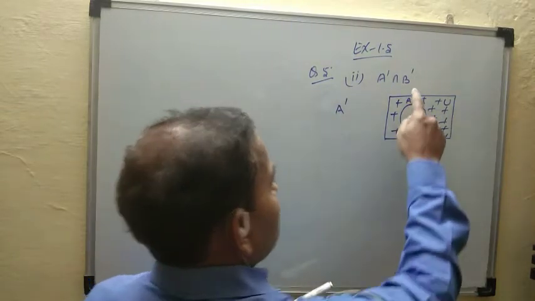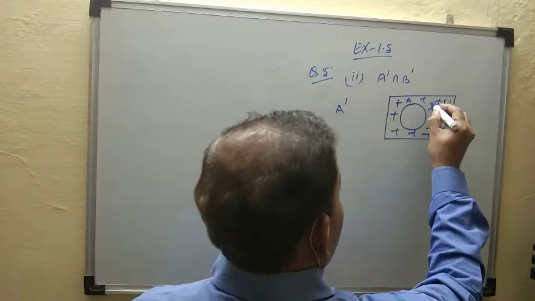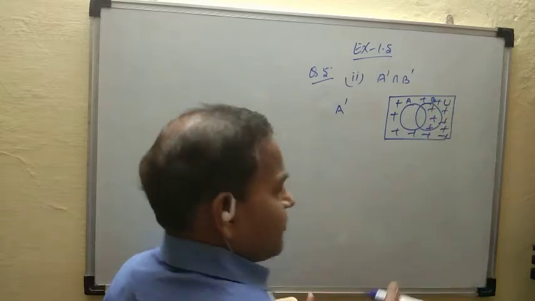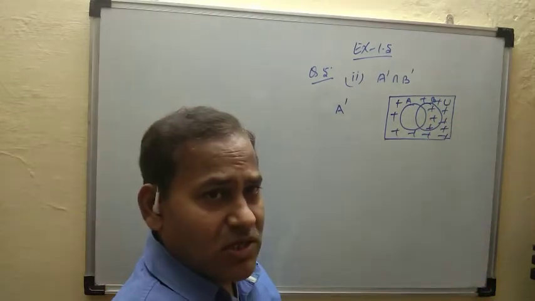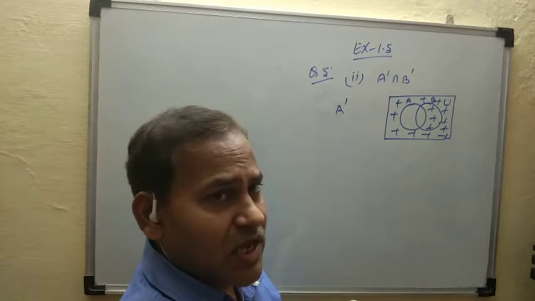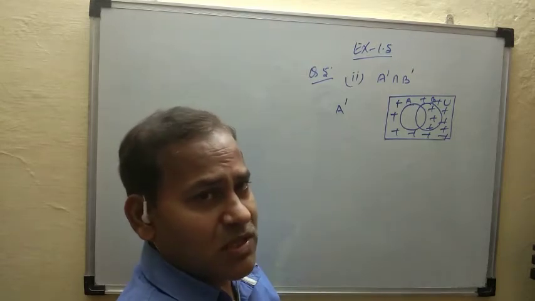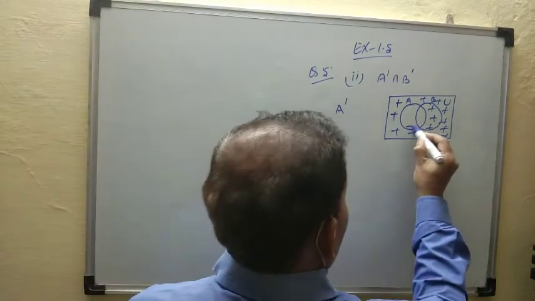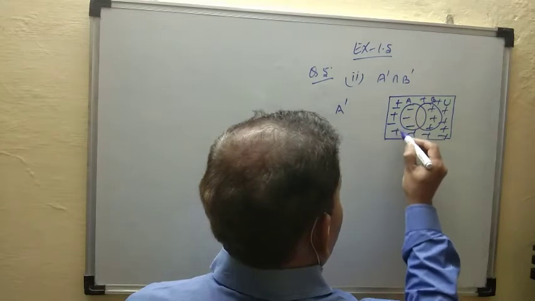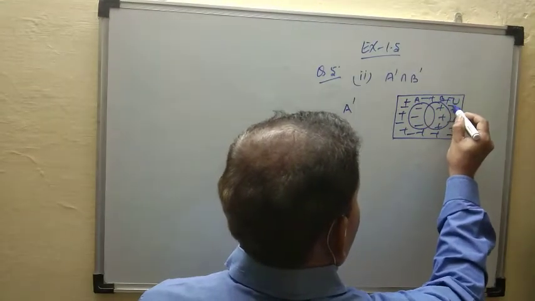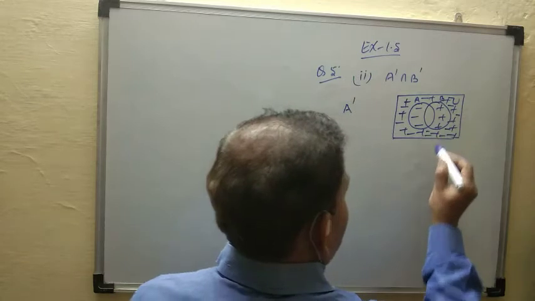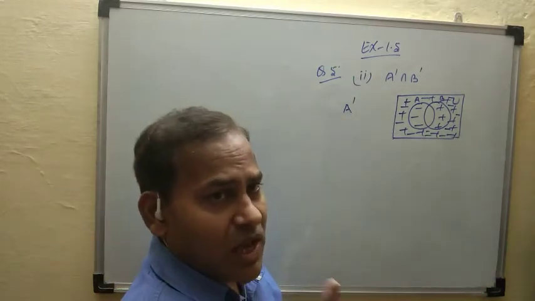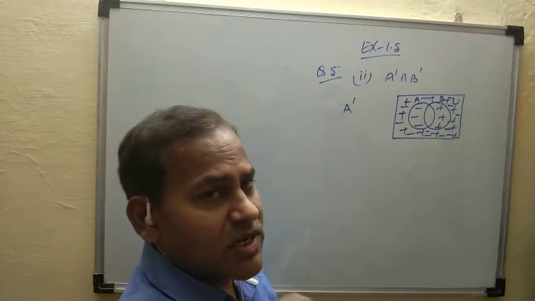Now draw B dash. Suppose this set is B. For B dash, draw a Venn diagram of outside of B. This one is outside of B, marked with minus signs. So plus represents the Venn diagram of A dash and minus represents the Venn diagram of B dash.